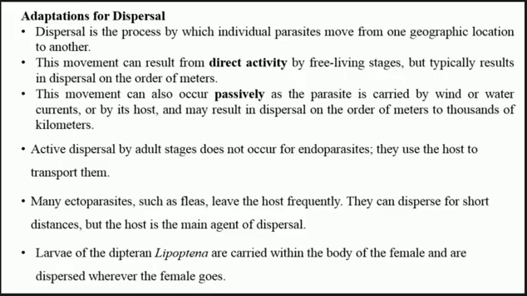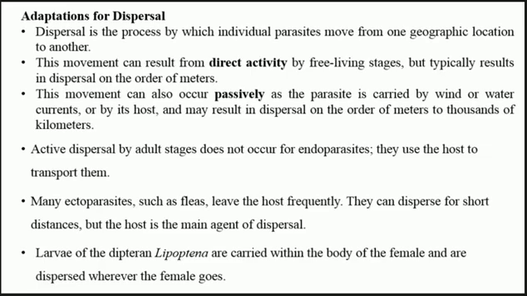So first of all, what is dispersal? It's a process by which individual parasites move from one geographical location to another. Now they move because this is an ectoparasite, so they have to move. This movement is based upon the adaptations they have. There are two types of adaptation. First, this movement can result from direct activity by free living stages, but typically results in dispersion on the order of meters. Means they don't go away by kilometers. They will just move from one place to another nearby.